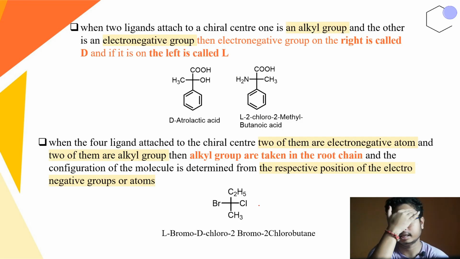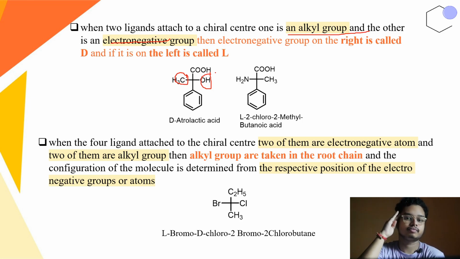Now there is a certain rule: when two ligands are attached to a chiral center, one is an alkyl group and the other one is an electronegative group, as I am discussing. Like this is the alkyl group and this is the highly electronegative group. So we are talking in terms of the electronegative group position, we can determine the D and L nomenclature. Here in this example, the OH group is present on the right hand side of the molecule, so this is D. And similarly here, of the CH3 and the amine NH2 group, the NH2 group is the most electronegative group, so this will determine the naming. So this is L.